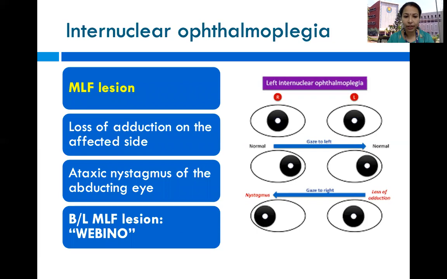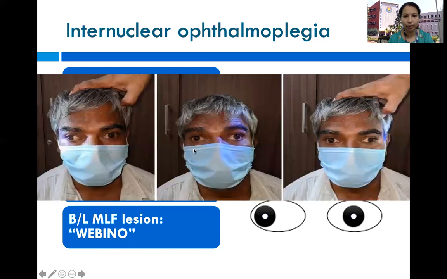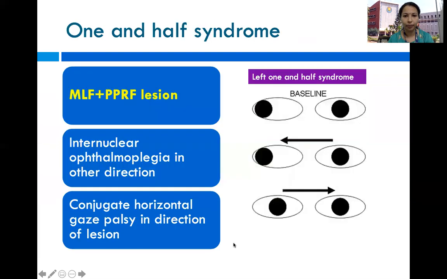And a bilateral medial longitudinal fasciculus lesion is also known as WEBINO or wall-eyed bilateral internuclear ophthalmoplegia. This is termed so because the patient has a bilateral exotropia in primary gaze, which is also known as wall-eyed appearance. And you can see here in the right gaze, the patient is not able to adduct the left eye, and there is a nystagmus of the right eye, and in the left gaze the patient is not able to adduct the right eye, and there is a nystagmus of the left eye, indicating a bilateral internuclear ophthalmoplegia.